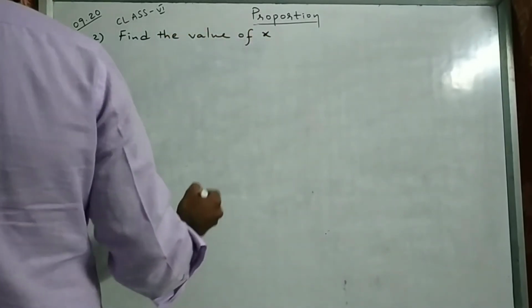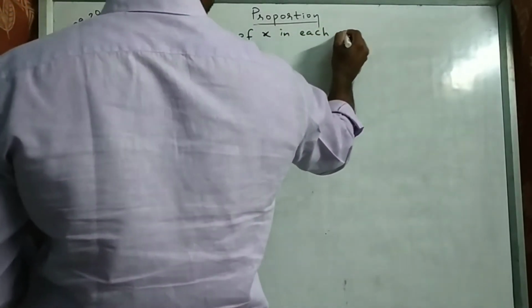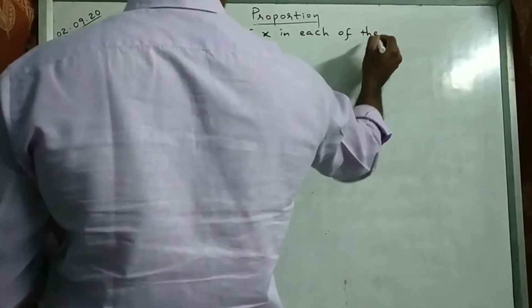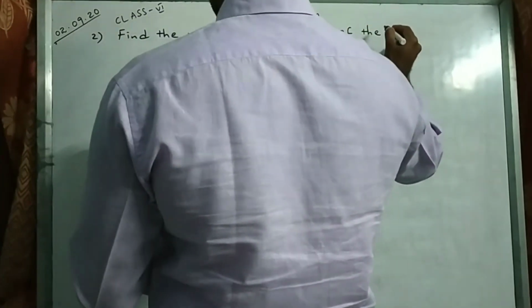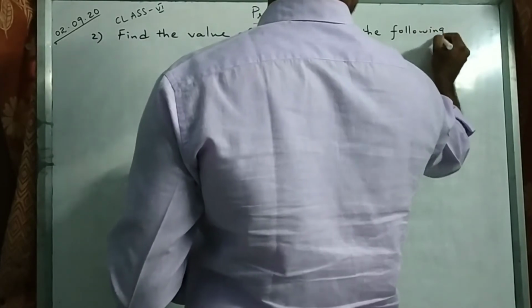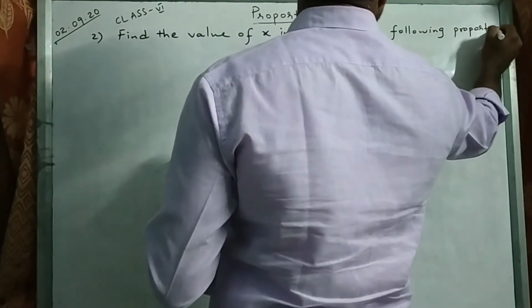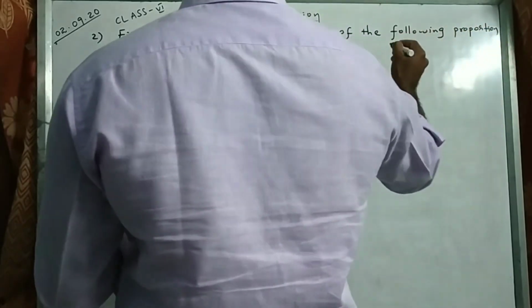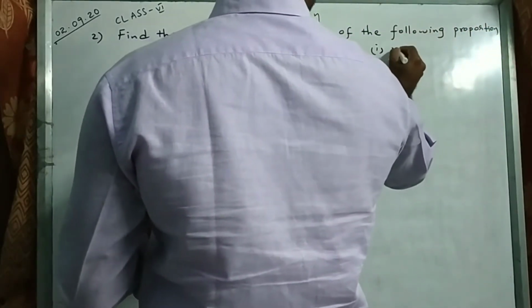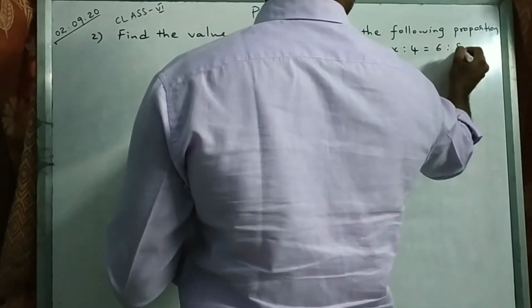Find the value of x in each of the following proportions. Okay, first one. x is to 4 is equal to 6 is to 8.